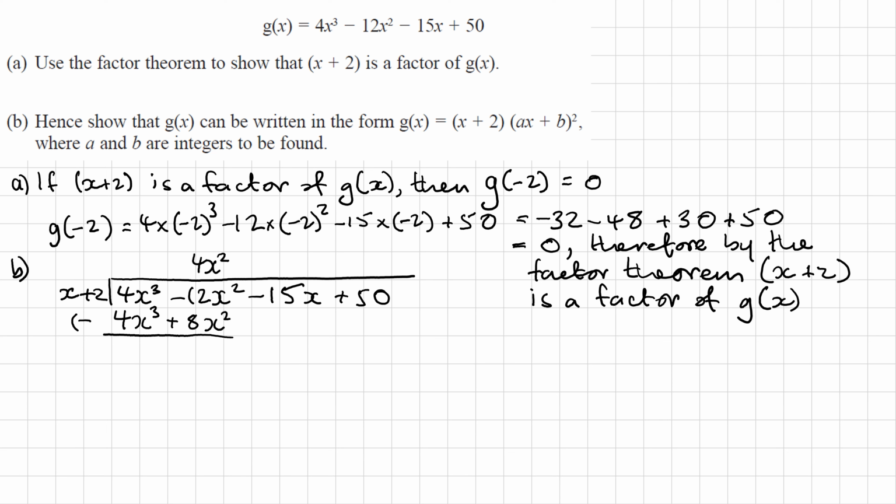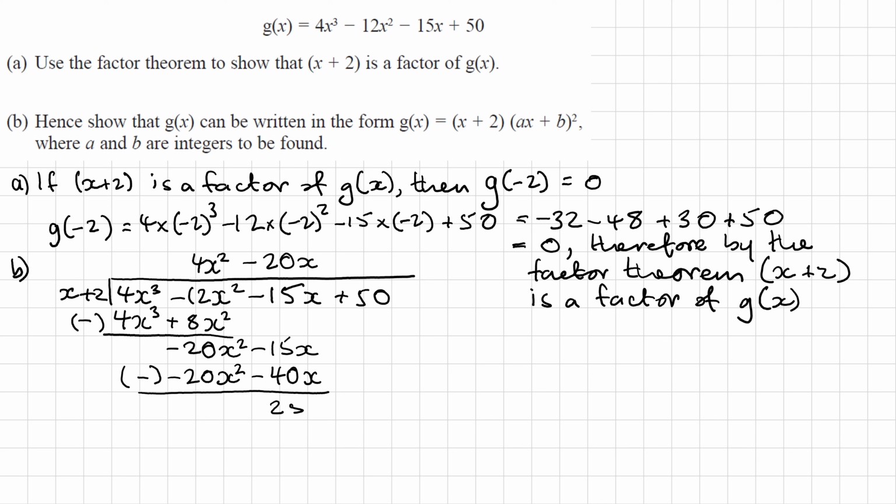Then we subtract. So this is 0, and then I'll get minus 20x squared, and then bring down the minus 15x. How many times does x go into minus 20x squared? It goes into it minus 20x times. Then we multiply: minus 20x squared minus 40x, and we subtract that. So obviously this is 0, and we've got negative 15, and it becomes plus 40, which becomes 25x.